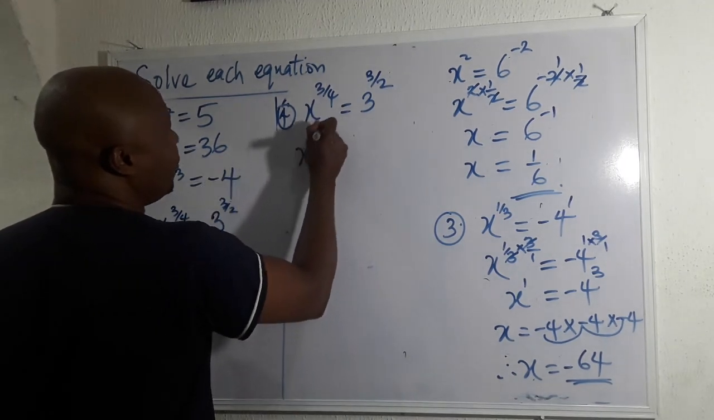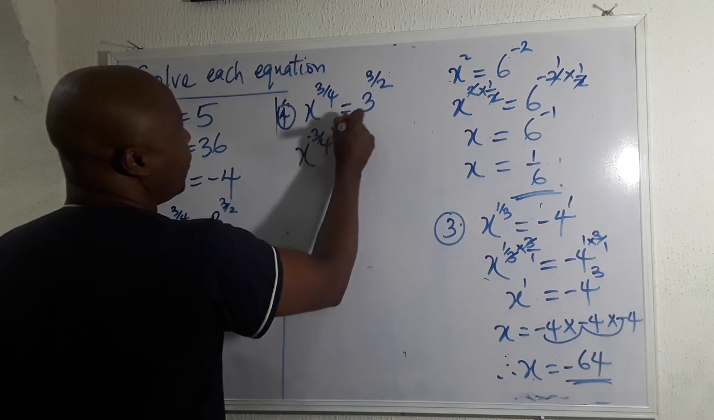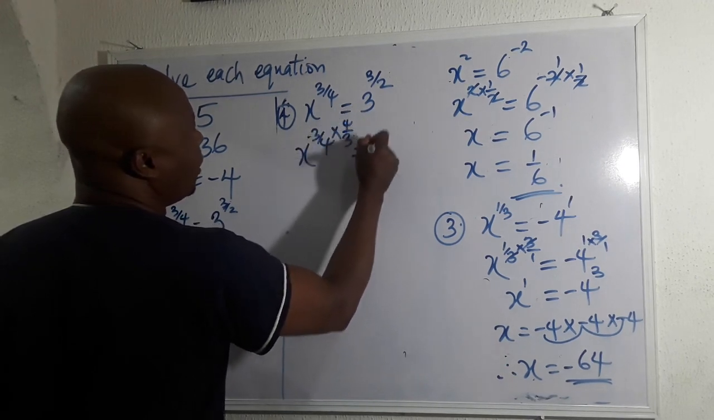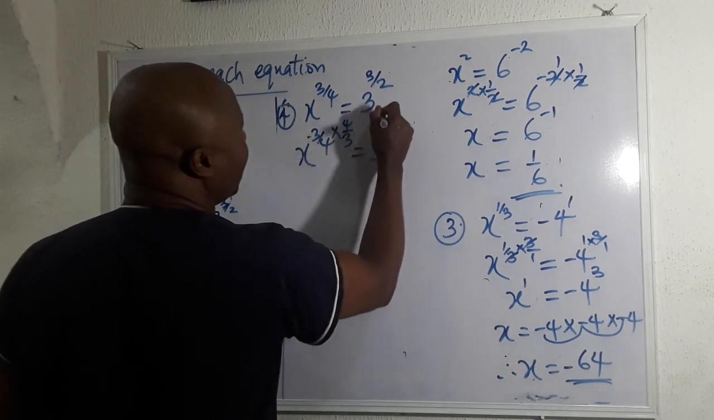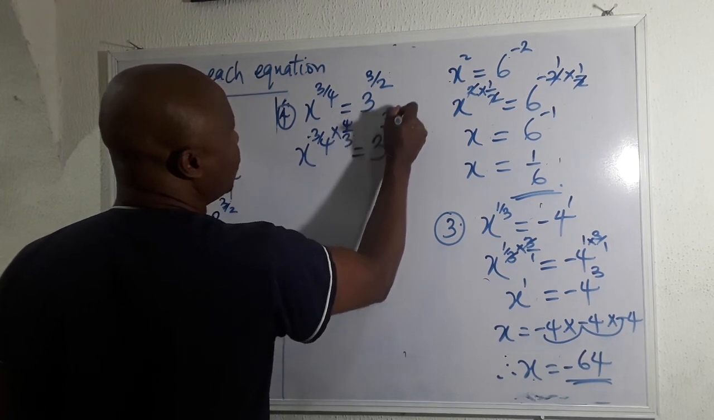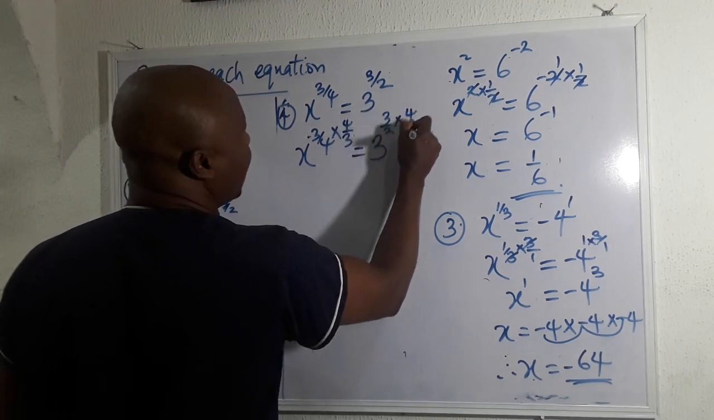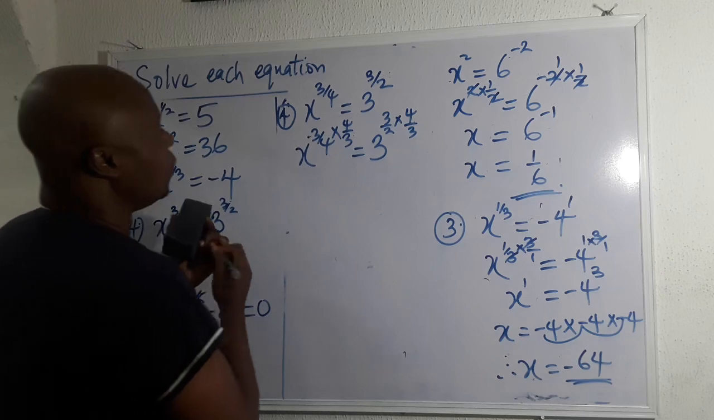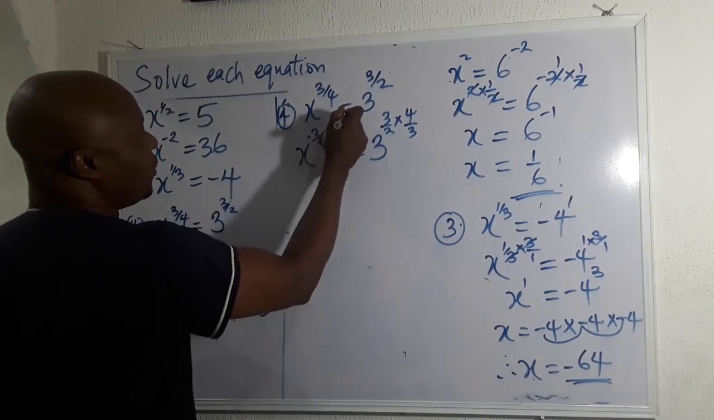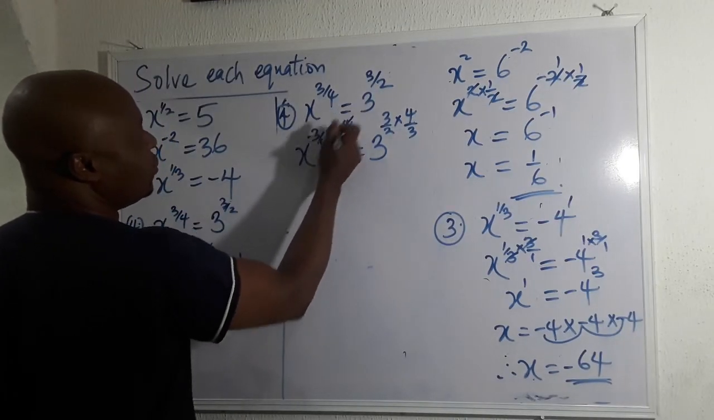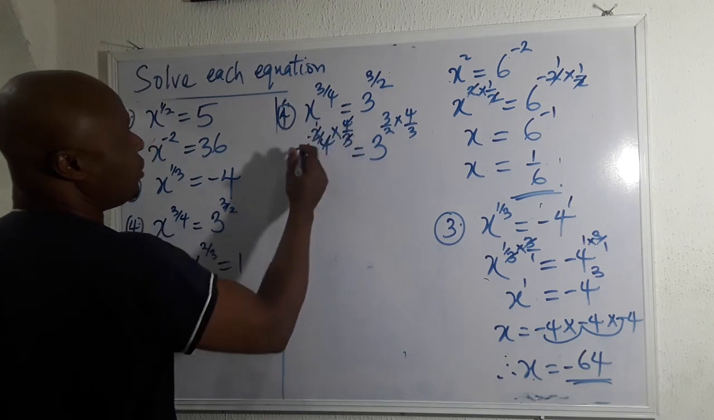We say 3 over 4 times 4 over 3. That will be 3 raised to power 3 over 2 times 4 over 3. So now, we do our cancellation. Cancel this 4: 4 into 4 is 1, 3 into 3 is 1. So everything here is 1.